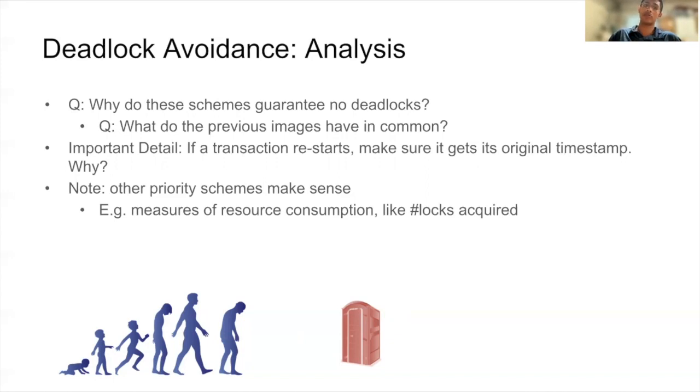Now, you may have had other priority schemes that you could use. For example, the number of locks acquired, which is a measure of resource consumption. That's valid. We're going to talk about timestamps here, but you could use some of those other priority schemes too.